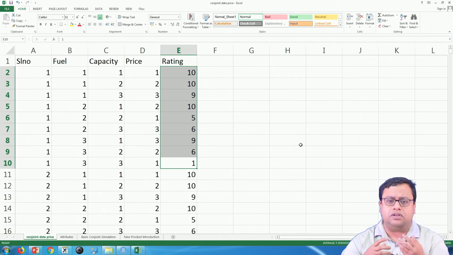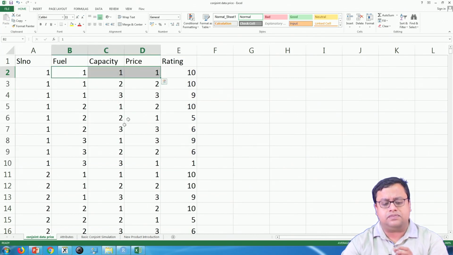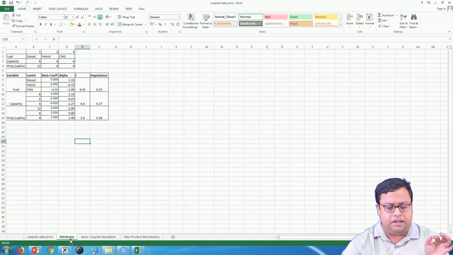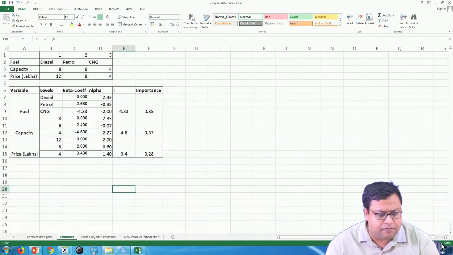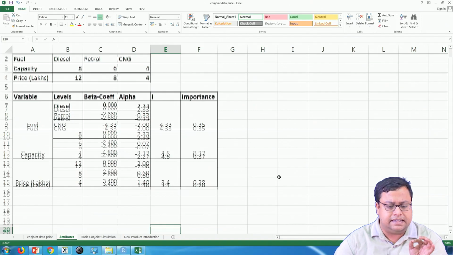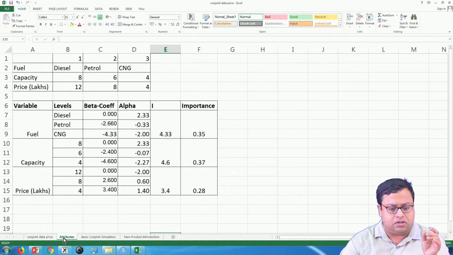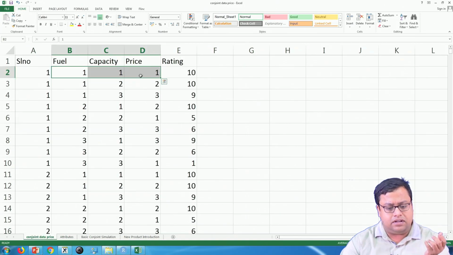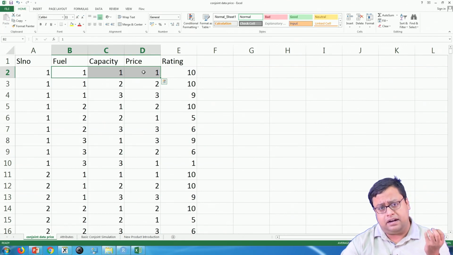So, you ask each of the consumers that okay, if I give you a car which has fuel as 1, that means it is diesel, and then capacity is 1, that means it is also 8-seater, and price of 12 lakhs. So, if this kind of a car option I give you, how much will you rate that car, or will you actually be interested to buy that car, and so on.